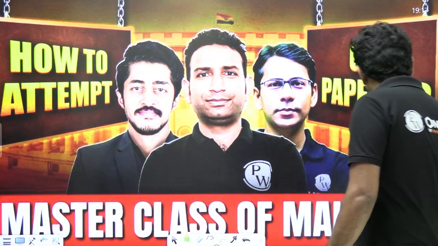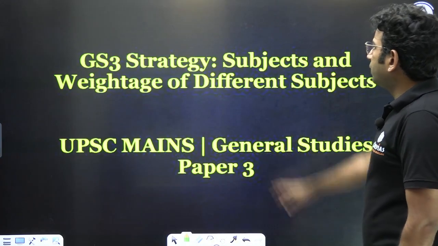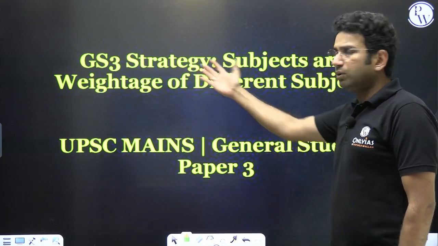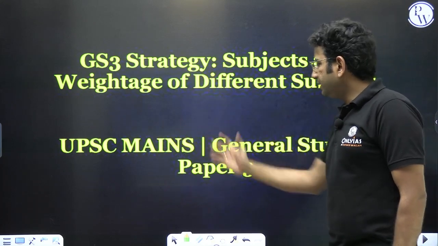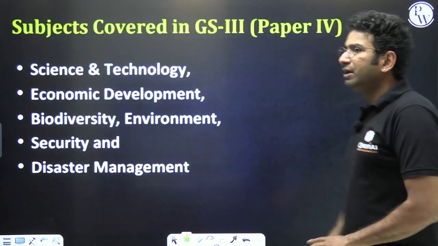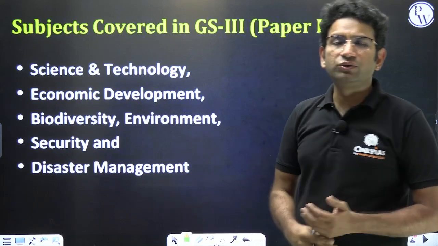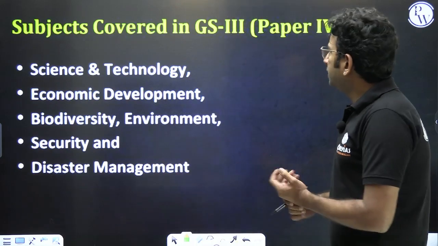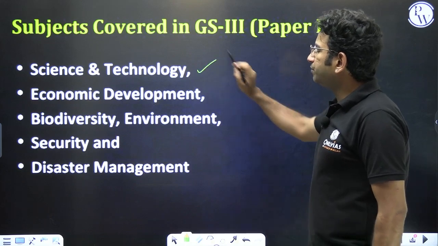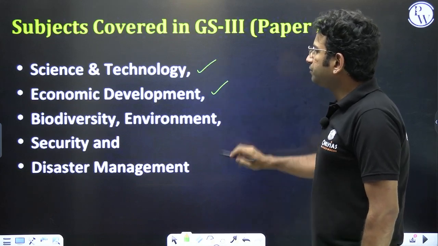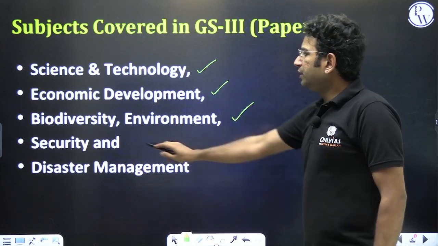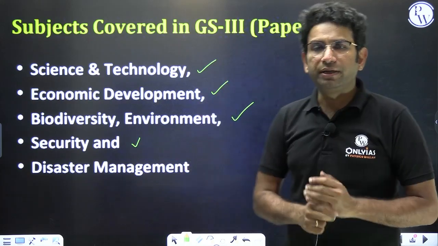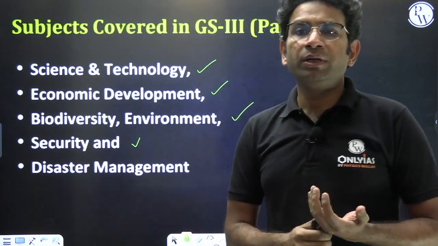So in this video, mainly we will talk about the strategy, subjects, and weightage of different subjects in GS paper 3. When you see the title of GS 3, which is the paper 4 in the mains examination, it is basically science and technology, economic development, biodiversity, environment, security and disaster management. These are the 5 broad areas that one needs to cover in GS paper 3.